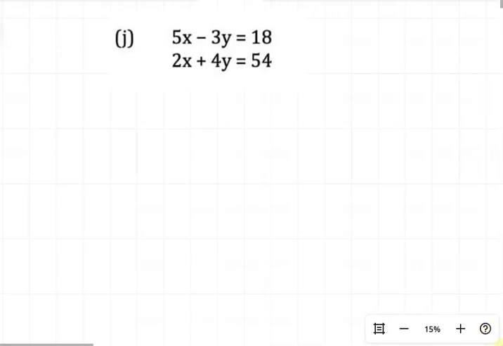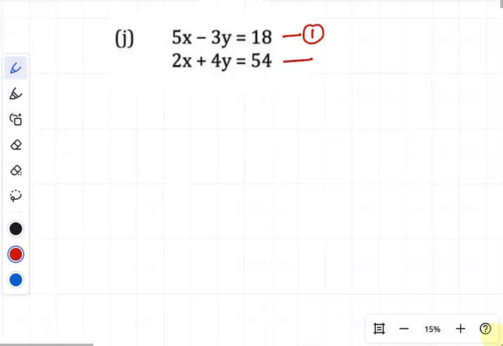All right, let us look at this question. I'll be using the substitution method to solve for x and y. Okay, so let's make this equation 1 and let's make this equation 2.